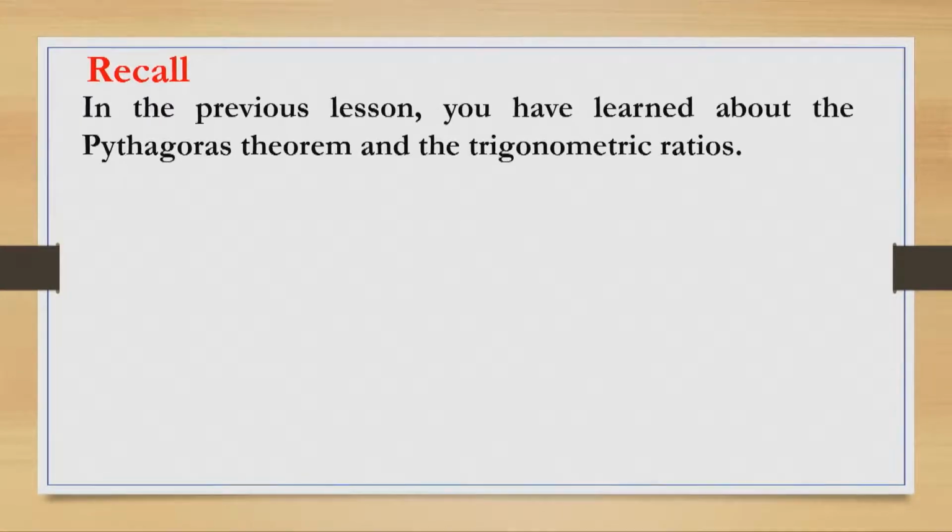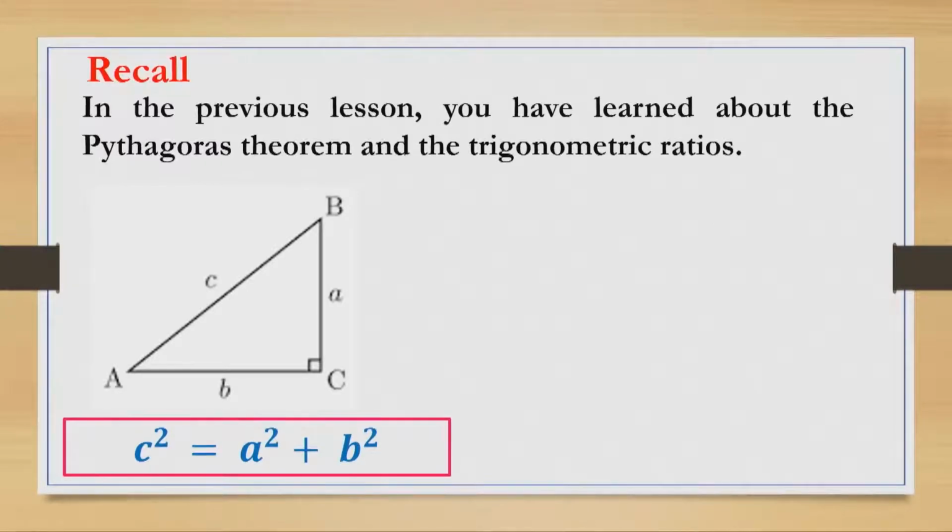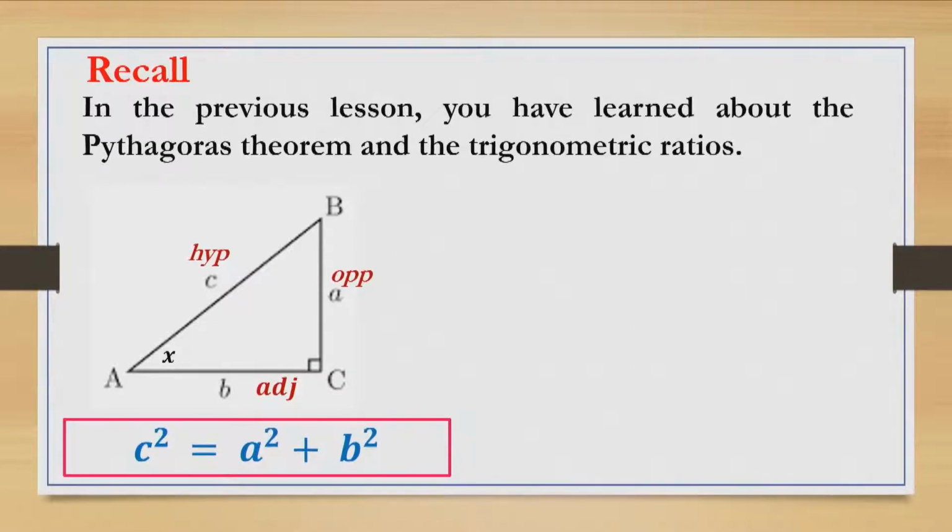In the previous lesson, you learned about the Pythagoras theorem and the trigonometric ratios. Remember, opposite the 90 degrees, we have the longest side, which is called the hypotenuse. The Pythagoras theorem states that the longest side, that is c squared, will be equal to a squared plus b squared. Now, given the angle x, opposite to it, we have the opposite.